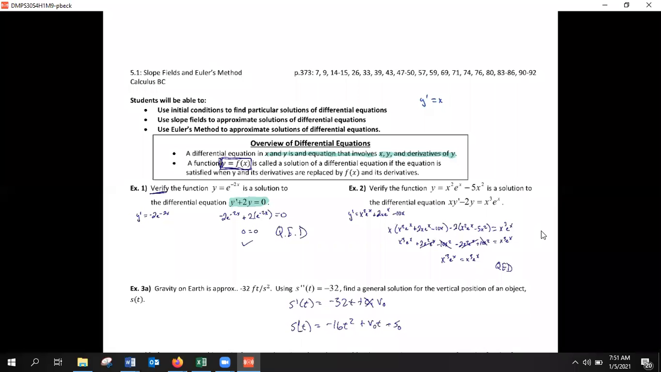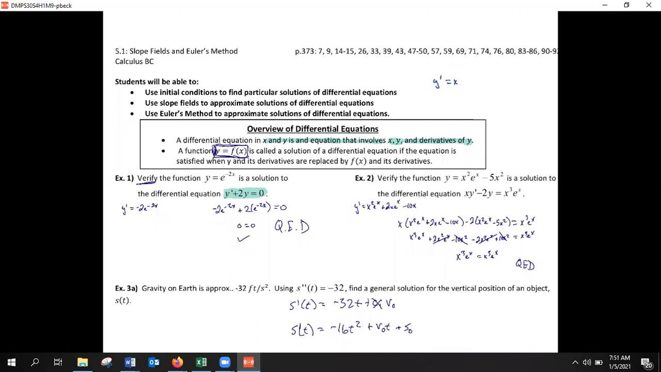Hey, Calc students, this is Mr. Beck. Today we're going to be talking about slope fields and Euler's method. Now, slope fields and Euler's method involve differential equations, which begs the question, what is a differential equation?